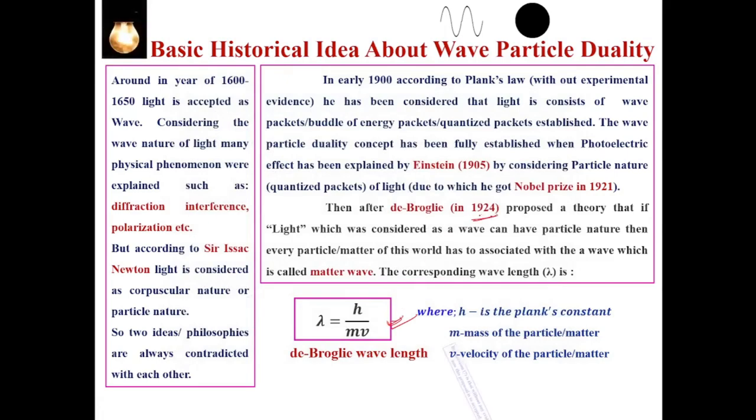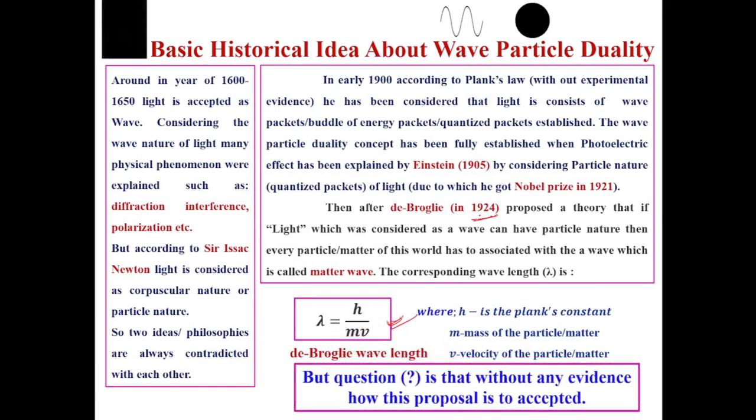But the question is, without any evidence, how can this proposal be accepted? See, in 1905 Einstein said that light has a particle nature and explained the photoelectric effect. But de Broglie proposed that every particle or matter has a matter wave having a wavelength this much. Without any evidence, how will it be acceptable? It is not easily acceptable. It is hard to accept.